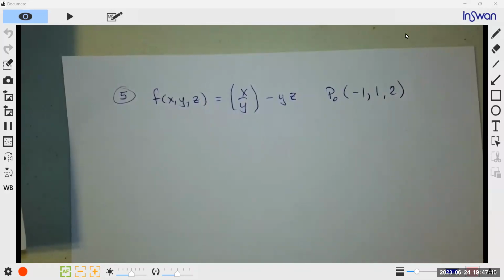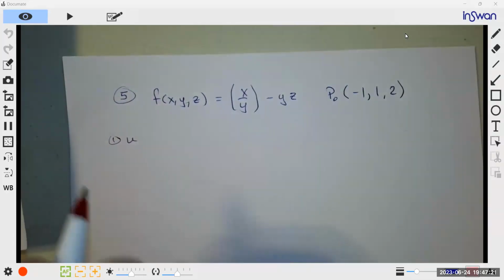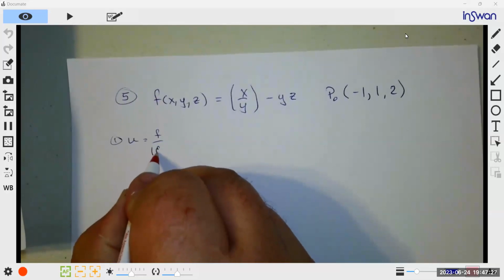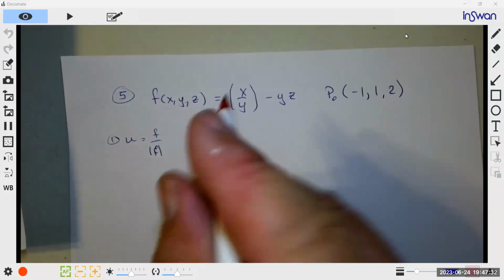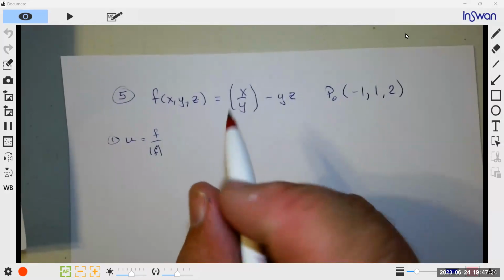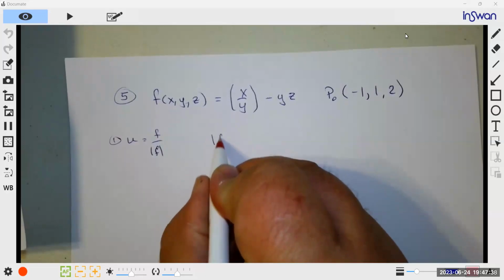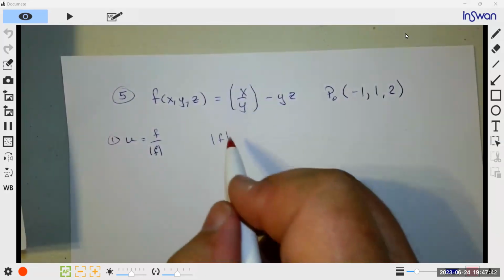Okay, find the direction in which the function increases. So the first step, we have to find u. In order to find u, we need to have del f over the magnitude of del f. That's the first thing the question is looking for. So the magnitude of del f, well, we have to parametrize it first.